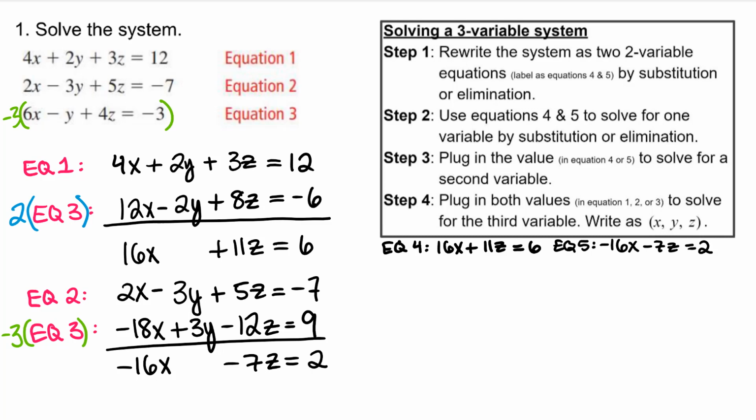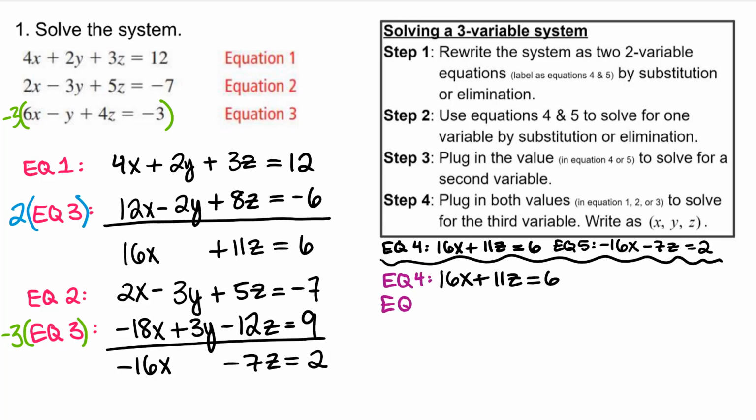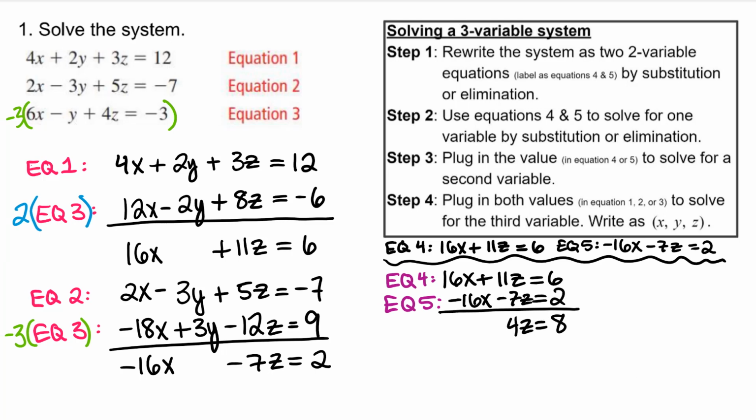Now that we've eliminated y to create 2 equations with the same 2 variables, x and z, let's use elimination to solve for one of those 2 variables. Often you'll need to multiply by another scalar, but in this case we have opposite coefficients for the x, so we can simply add the equations as they are. Now we can solve for z, and z equals 2. Plug in 2 to either equation 4 or 5 to solve for x.